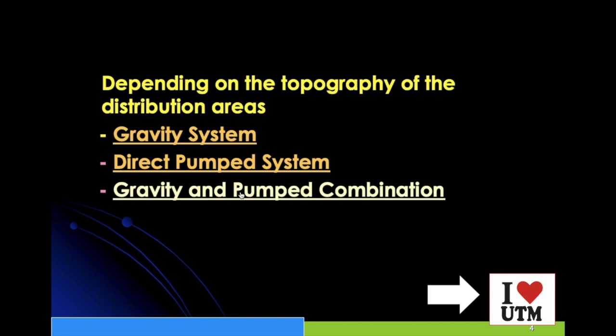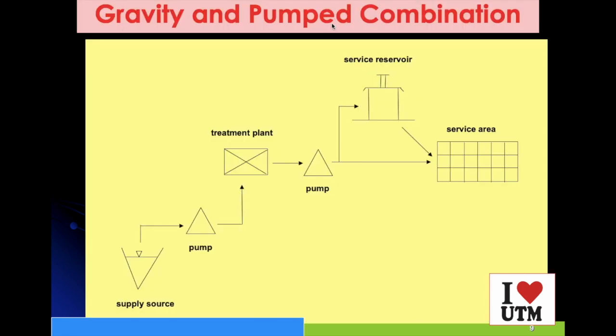We go to the gravity and pump combination. For the gravity and pump system, now they are combining different types of system. Although the water supply is below the level of the service area, or even at the same level as the service area, they have a pumping rate to the treatment plant. So this is where we treat water. Then after disinfection, it will be distributed. So now they have one pump and one service reservoir. So how do we deal with this service reservoir?